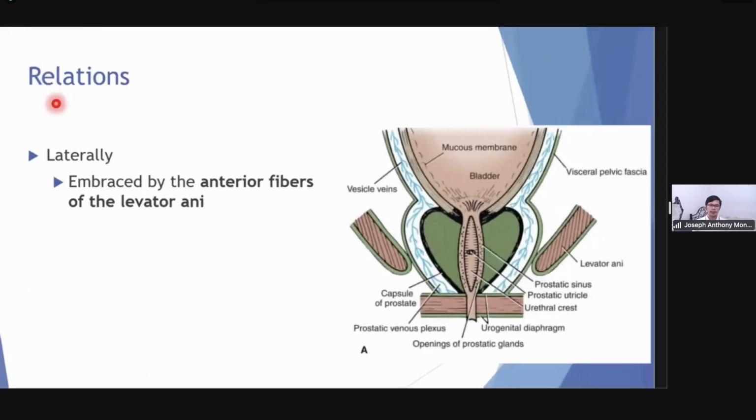Okay, so relations lateral naman, lateral to the prostate, it is the anterior fibers of the levator ani. Okay, so again, in studying the pelvic cavity organs of the male, very important in the prostate are its lobes, and the correlation of the structures, what you can see above it, below, anterior, posterior, as well as lateral. Okay.